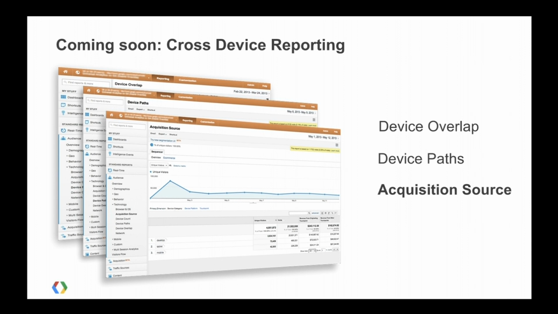So I'm going to start with the device overlap report. And this is brand new, by the way. This is a sneak peek. We've never shown it before, so I'm very excited to show it to you today. The device overlap report is all about allowing you to segment users and outcomes, like conversions and revenue, by different device combinations. So let me show you what I mean.